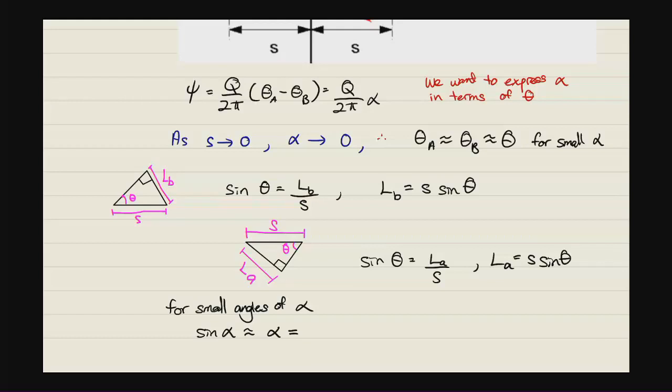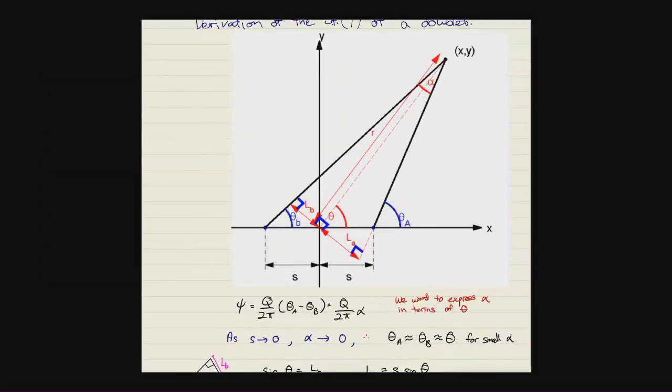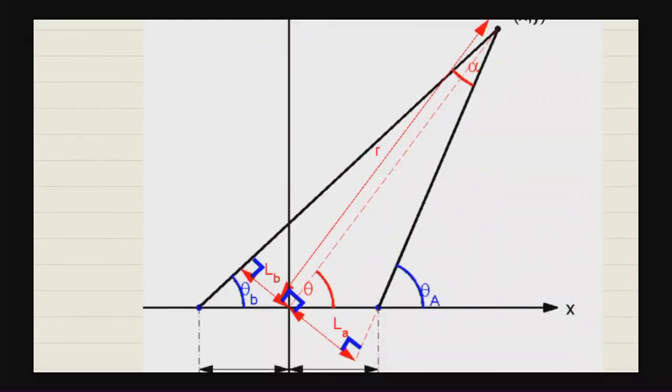Okay, and if you go back to our diagram here, this is alpha here. So sine alpha is going to be just this length here, which is LA plus LB, divided by this length here, which is going to be R. Because for very, very small angles, this length here is going to be equal to this length here, which is going to be equal to this length here, as the lines are all parallel. So it's going to be divided by R.